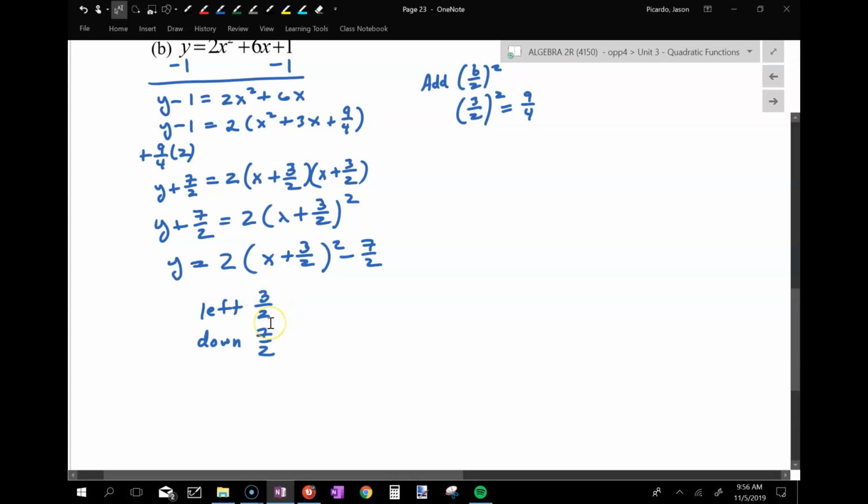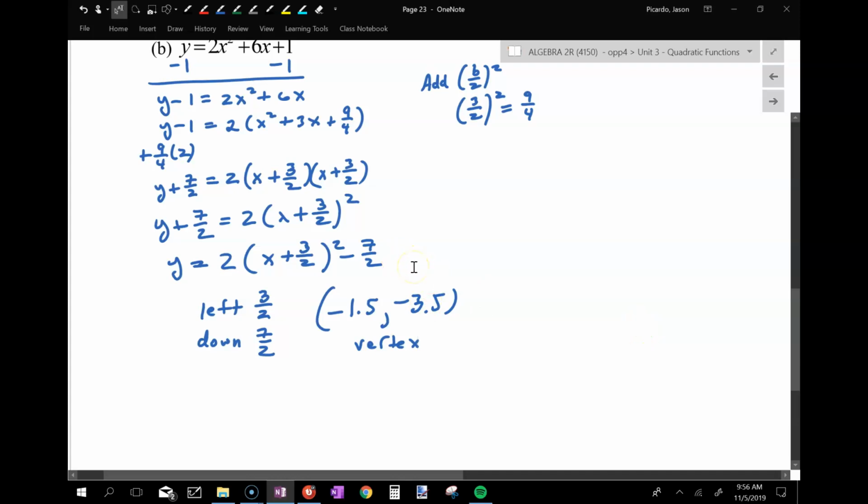Now, Sean, you said it a second ago. What's 3 halves the same as? You gave me this a minute ago. 1.5. So if I go left 1.5, my vertex is at negative 1.5. And if I go down 7 halves, what's 7 halves the same as? 3.5. Negative 3.5. So this is where the vertex would be for this parabola.